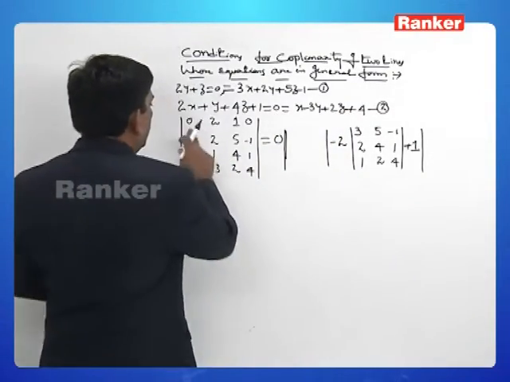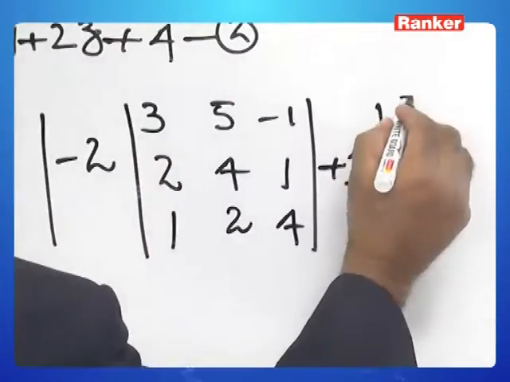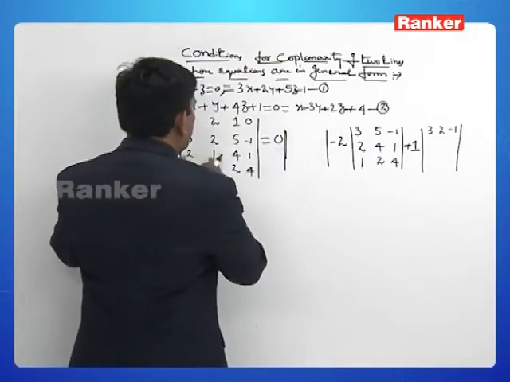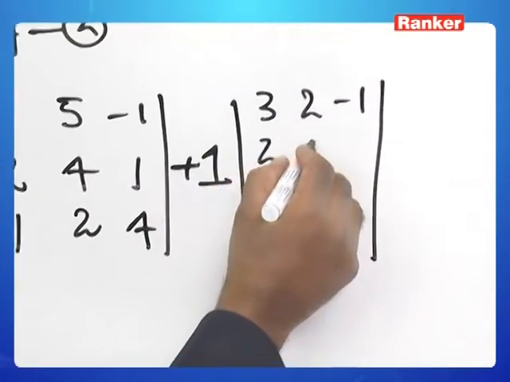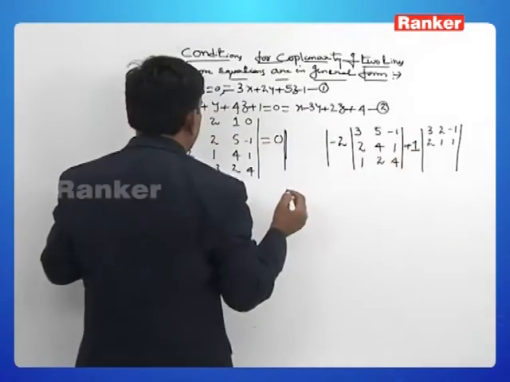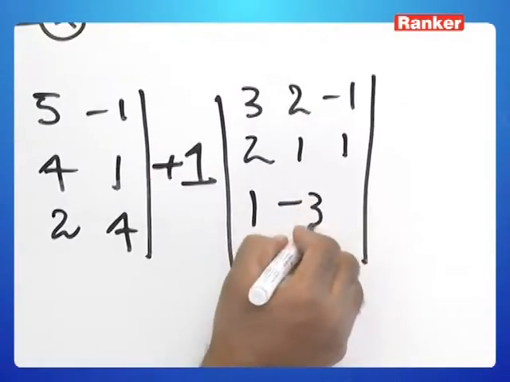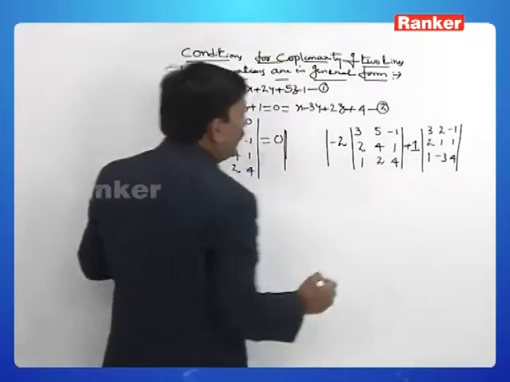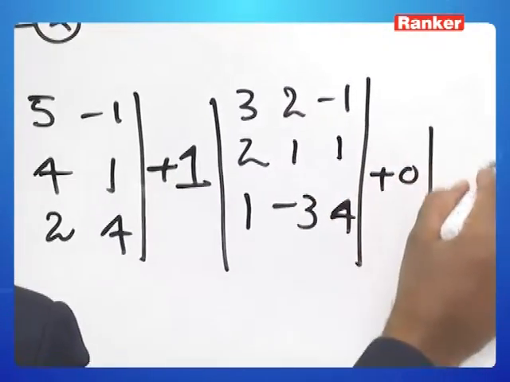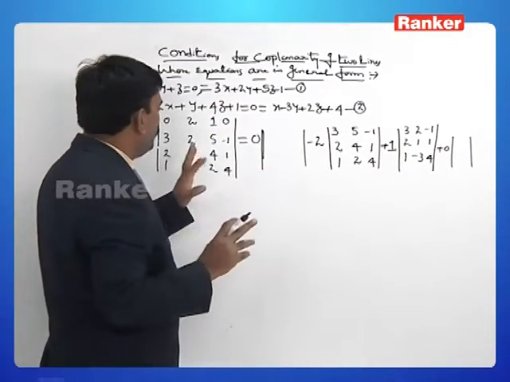What's the command? Neglect this row, this column. 3, 2, minus 1. Next 2, 1, 1. Next 1, minus 3, 4. Yes, plus 0 into anything is 0, no need to write. Once again, 0 into anything is 0.